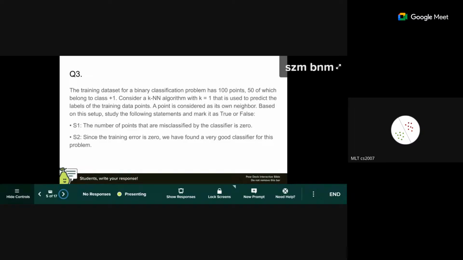So you have to answer this. Is this one correct? All that is given to you is that you have 100 points. Out of that, 50 belong to class 1.